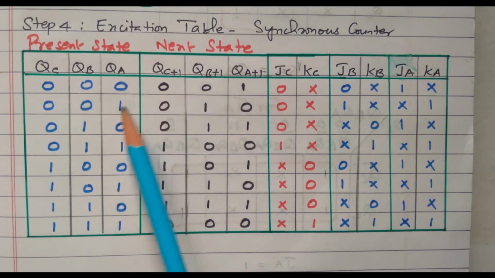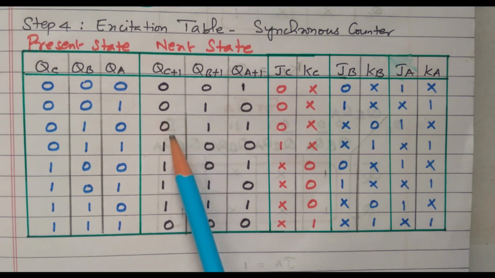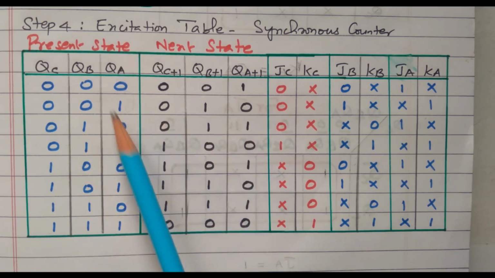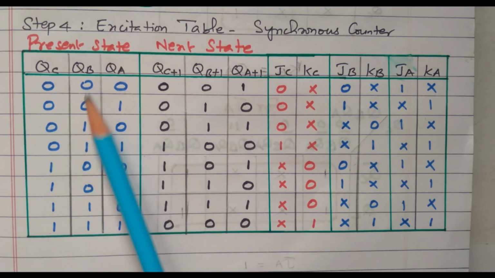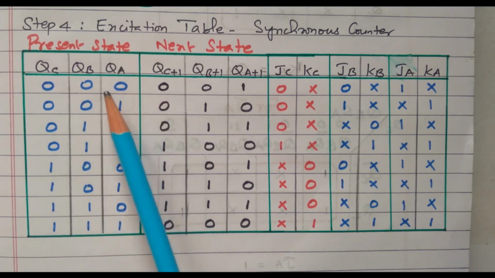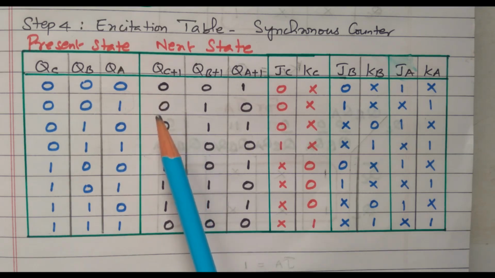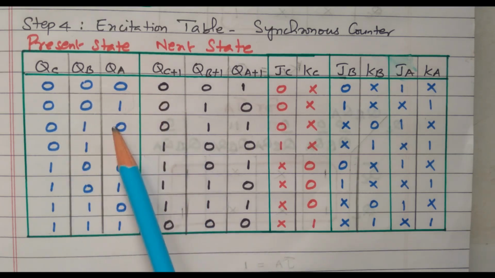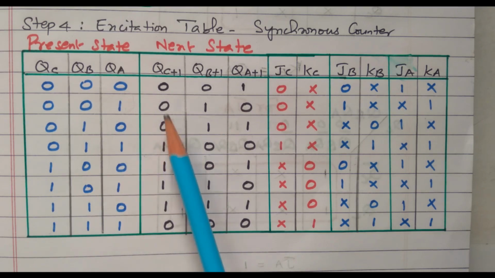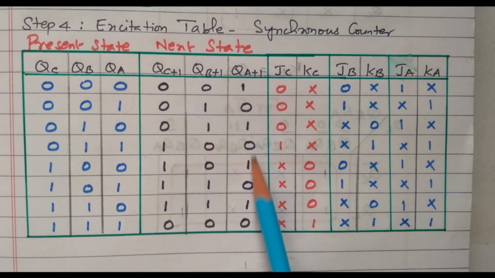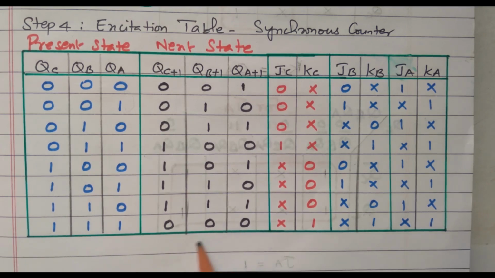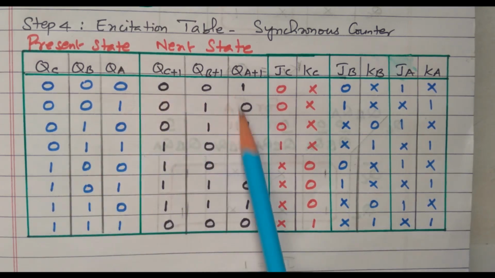Again 0 0 1 is changed to 0 1 0. Then it is changed to 0 1 1, right. So this is what is available in the state diagram. This is changed to next state, right. It is from the arrow mark we can easily identify. From 0 1 0 it is changed to 0 1 1, right. Finally the 1 1 1 is changed to 0 0 0. Again 0 0 0 will change into 0 0 1, like that it will change.